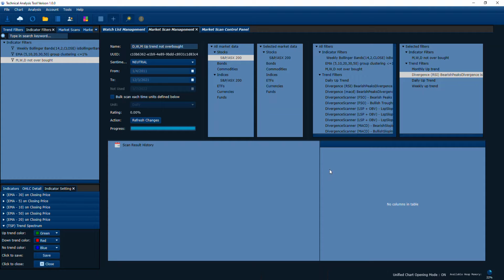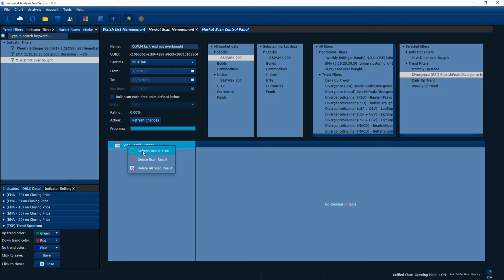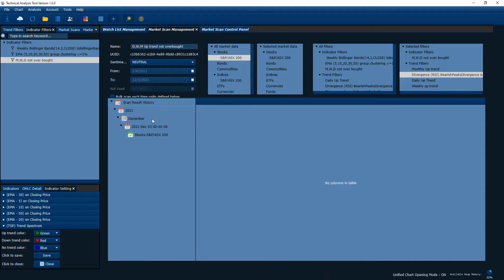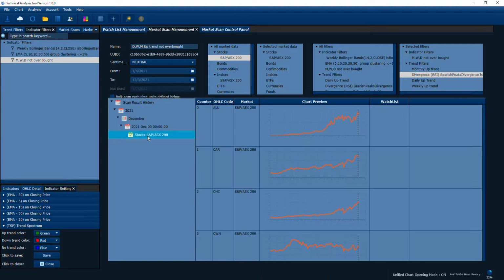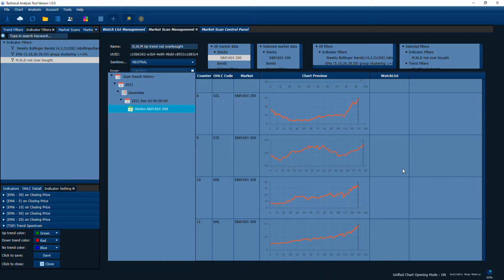Okay, let's go back to our market scan management page, scan results, scan result history, and you need to right click on that and refresh the result tree. Looks like we got some results, and you double click that green item, that's our actual final results. As you can see, we have 12 candidates presented here.